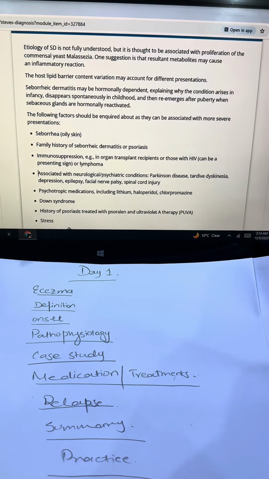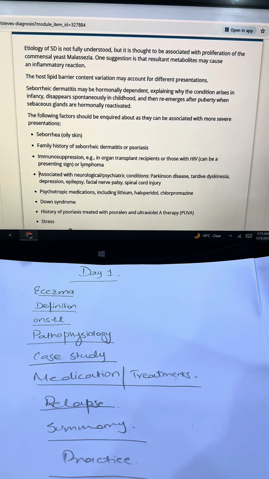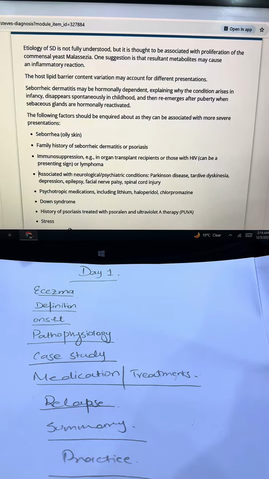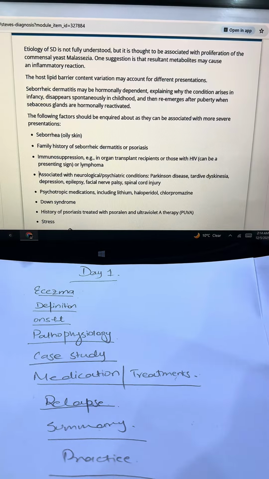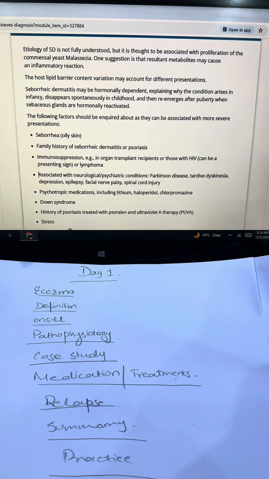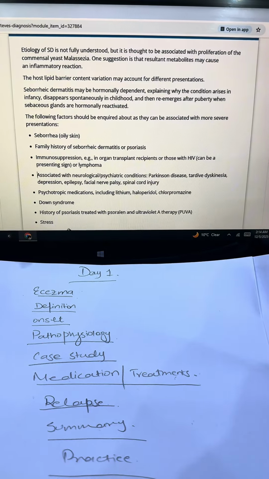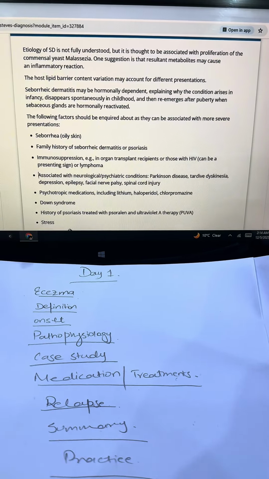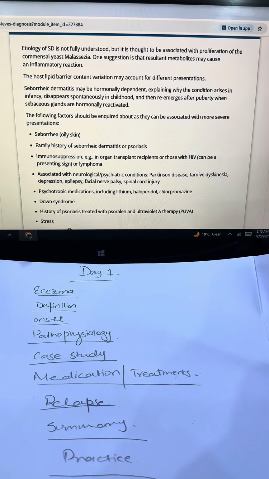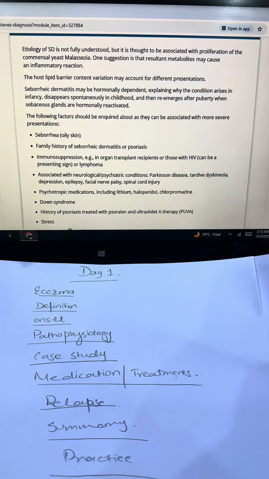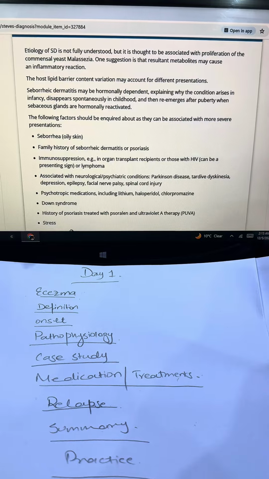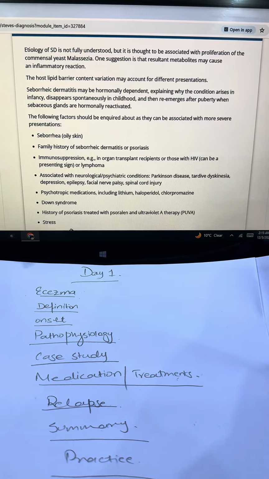Yeast, Malassezia, whose favorite food is oil. Risk factors: seborrhea, oily skin, family history of seborrheic dermatitis or psoriasis, immunosuppression mostly seen in HIV as a presenting sign, and in lymphoma, psychotropic medication such as haloperidol or clobazam, Down syndrome, stress, history of psoriasis treated with UVA therapy.